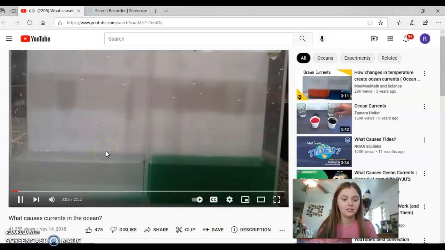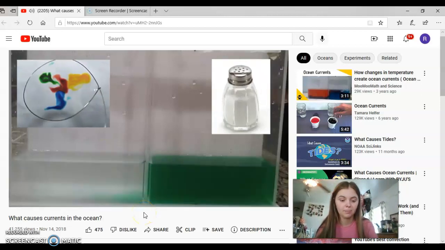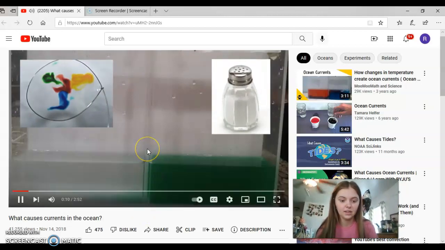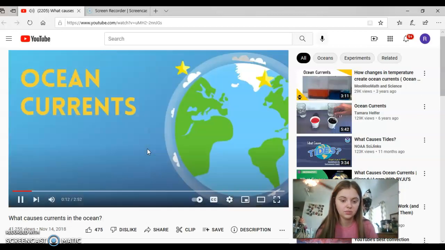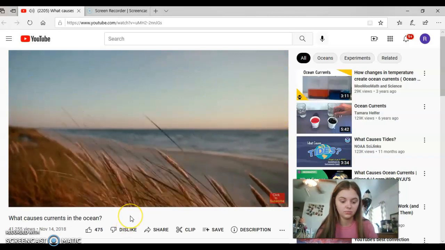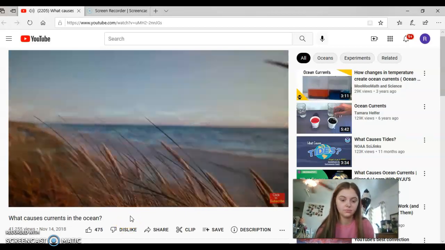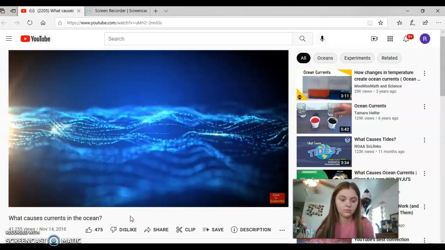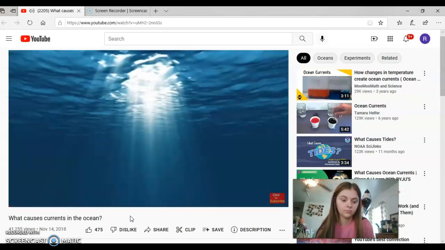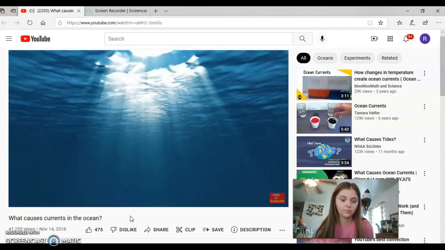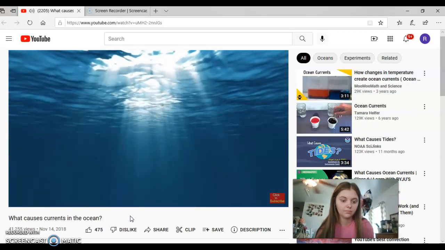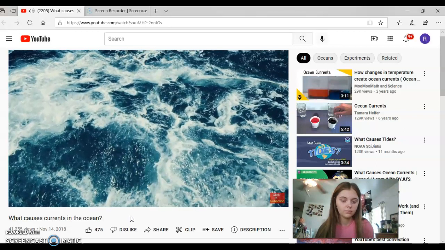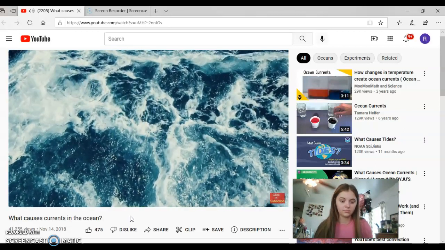In this video, we will use this container, some salt, and food dye, in order to help understand ocean currents caused by differences in salinity. Many of the waves on the surface of the ocean are caused by the wind. However, underneath the surface, there are deep currents that are caused by density differences, caused by differences in salinity. This demonstration will help you understand how these currents occur.